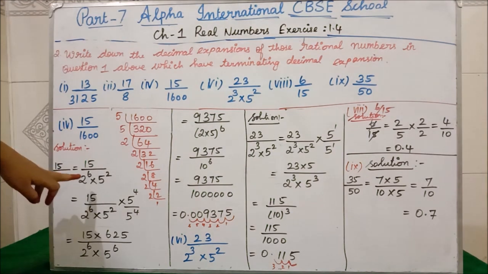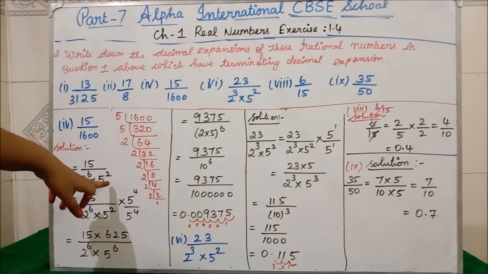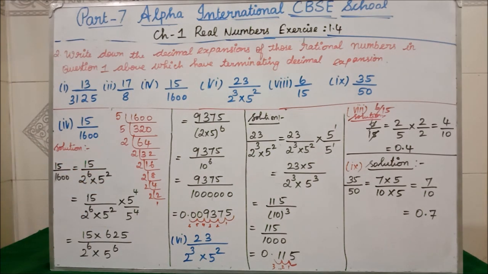Why are we multiplying and dividing by 5 power 4? Since the highest power is 6, for that power you have to get for 5 also. But we are having only 5 square. To get 6, how many do we need? 4. So we are multiplying by that 5 power 4 and dividing by the same 5 power 4. So 15 into 5 power 4 means what? 5 into 5 into 5 into 5. So we have to multiply four 5s.